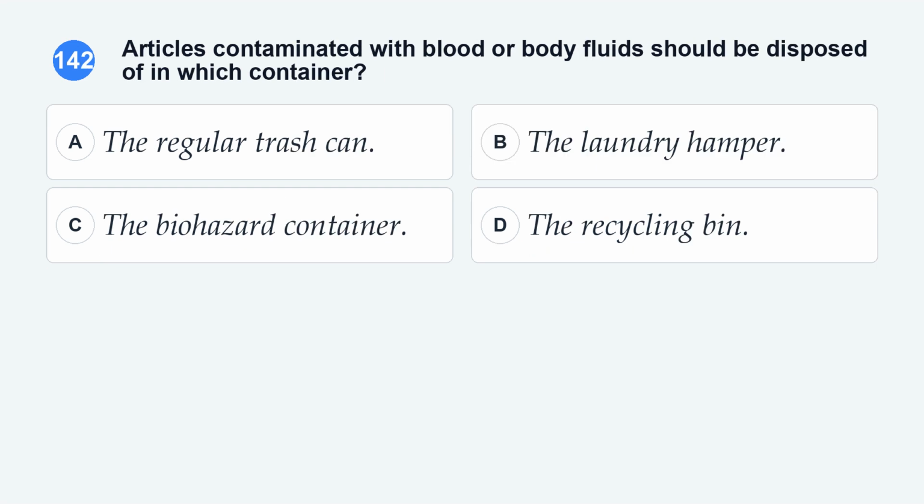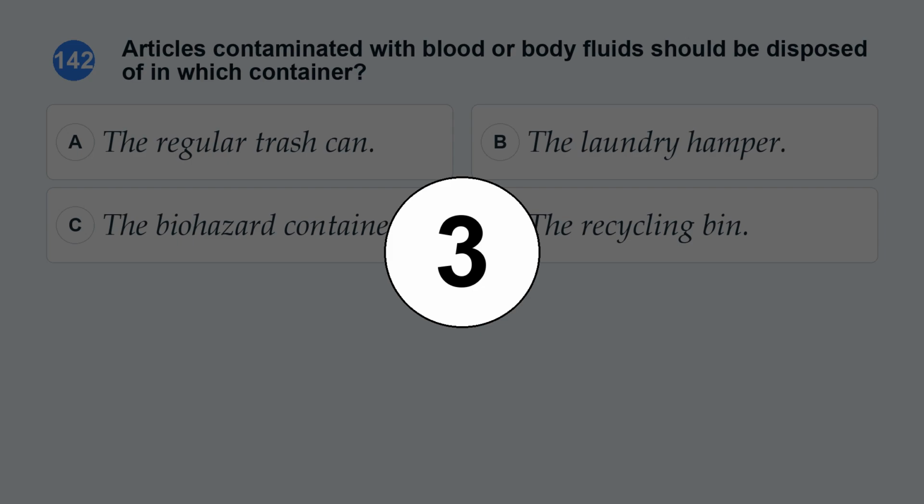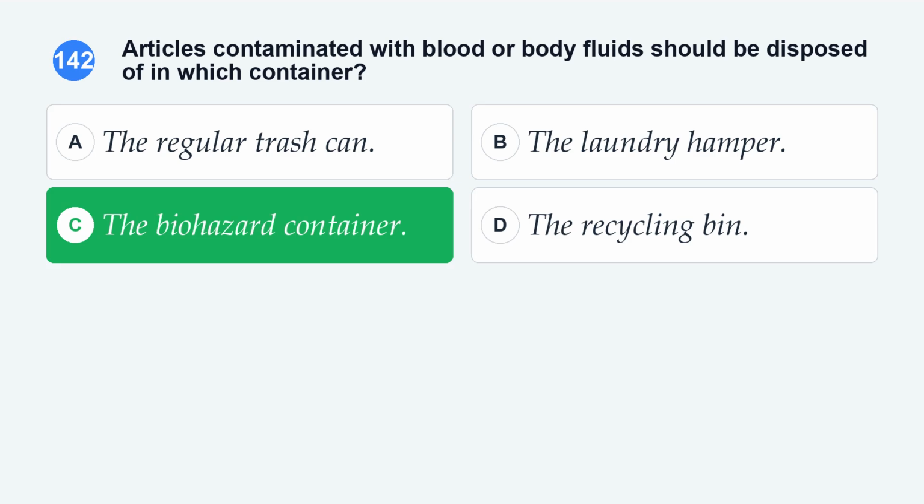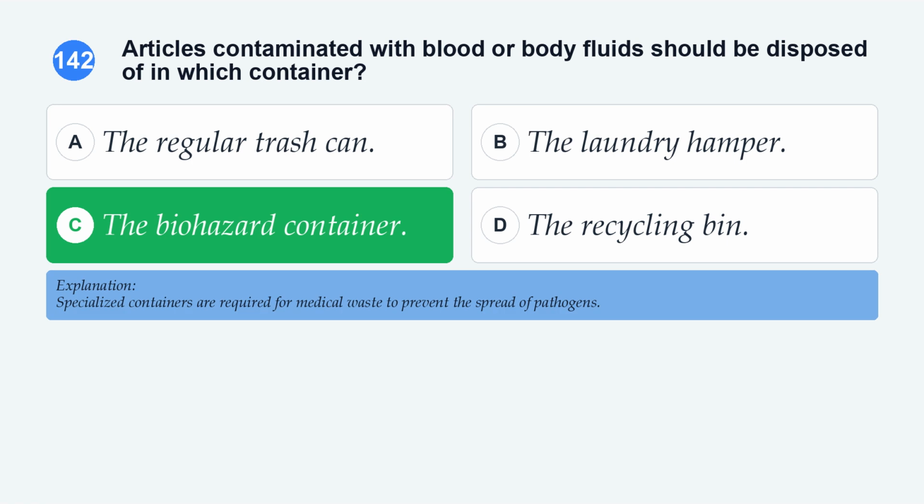Question 142. Articles contaminated with blood or body fluids should be disposed of in which container? Option A. The regular trash can. Option B. The laundry hamper. Option C. The biohazard container. Option D. The recycling bin. The correct answer is option C. The biohazard container. Explanation. Specialized containers are required for medical waste to prevent the spread of pathogens.